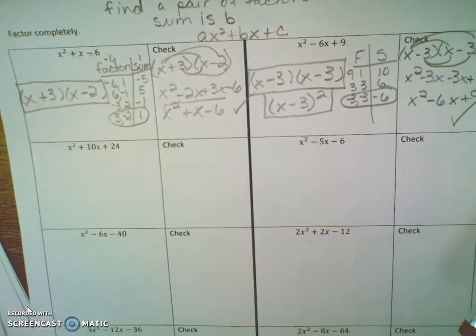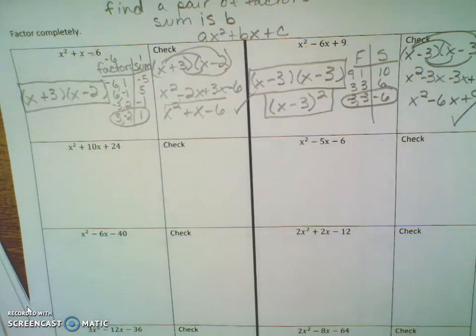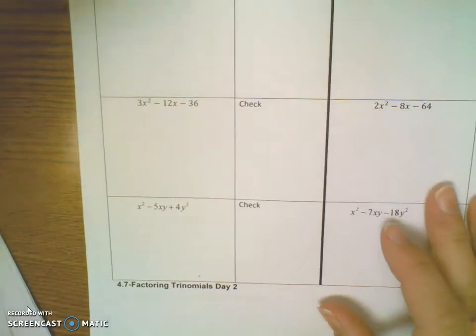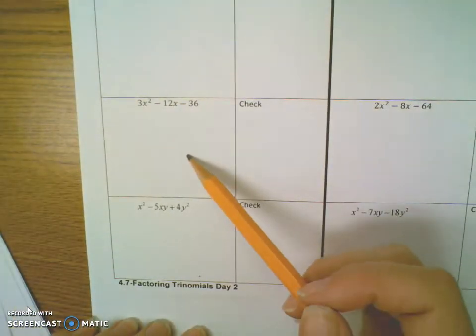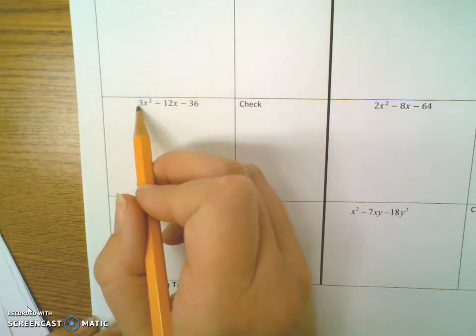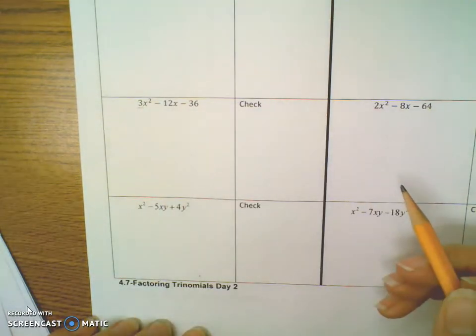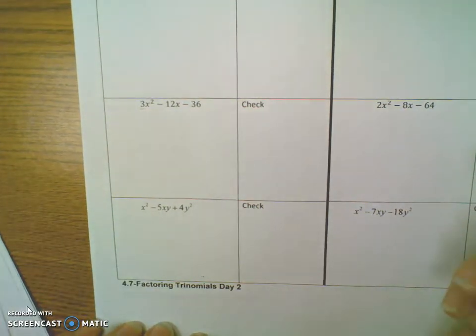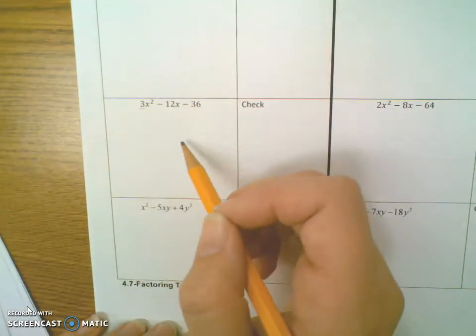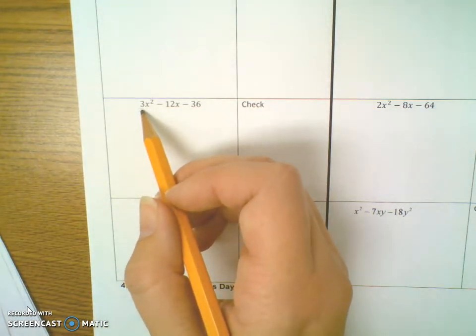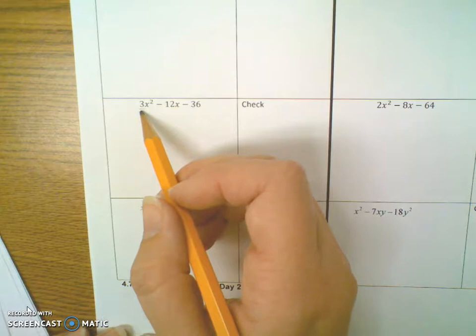Okay, I'm going to show you two more that have a little something different in them, because of course they can't all be the same. So we're going to go down here. This is the second one from the bottom on the left, and here I'm noticing that I have a 3 in front of my x, so I wouldn't just be able to put x and x in the beginning of my parentheses. So the first thing I'm going to do is look to factor out a GCF.